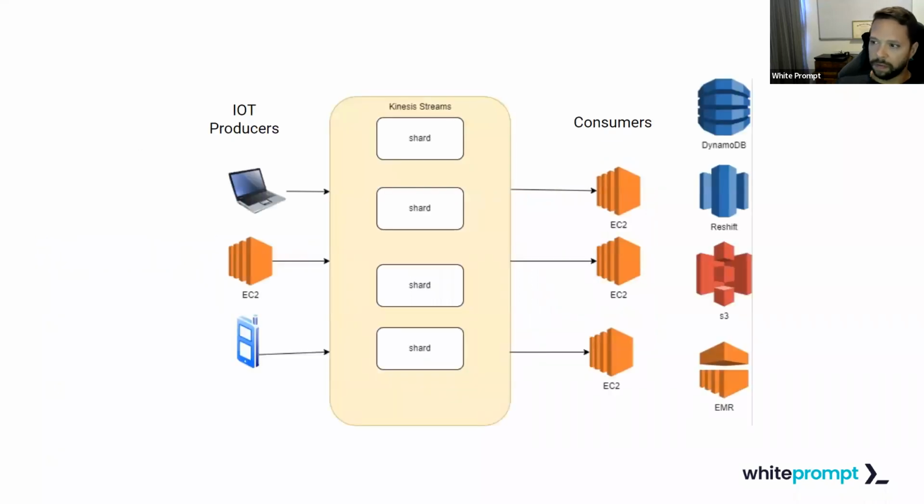So I just wanted to give a brief visualization of how this works. We have IoT producers. As mentioned before, it can be a mobile phone. It can even be an EC2 instance, a laptop, sensors, anything that continuously pumps data that we can analyze and run in real time. So the keyword for Kinesis streams is real time.